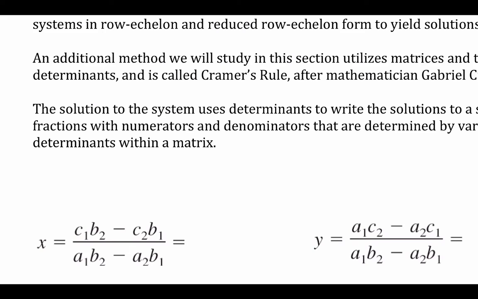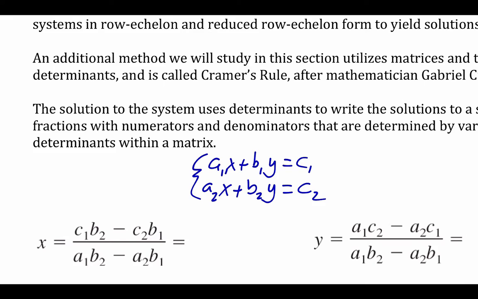So here's an example of a system. We've got a sub 1 times x plus b sub 1 times y equals some constant c sub 1. And our second equation, a sub 2 times x plus b sub 2 times y equals c sub 2. The a's, b's, and c's are just constants: coefficients for a and b, and constants for c.